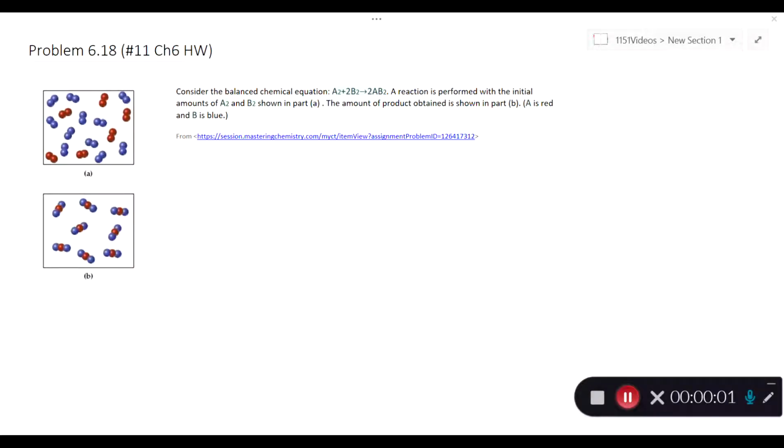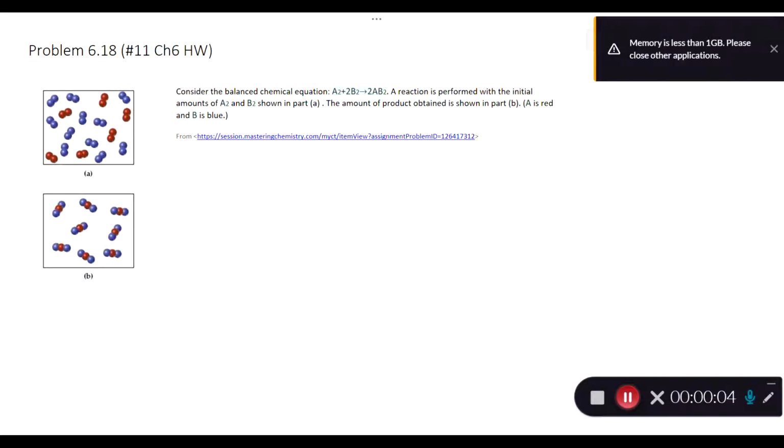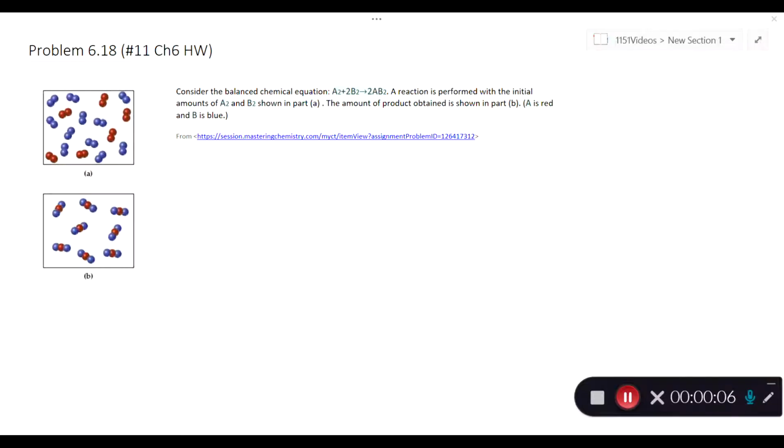All right, chemistry students, this is part of problem 6.18, part of the chapter 6 homework. It's actually number 11. So I went ahead and just pasted into this OneNote what you're given. So a balanced reaction that I'm going to write larger: A2 plus 2B2. They're not real chemicals, they're just A's and B's. So we've got a balanced reaction here.